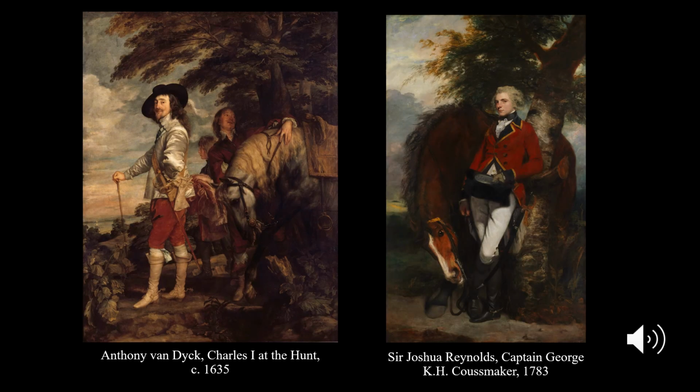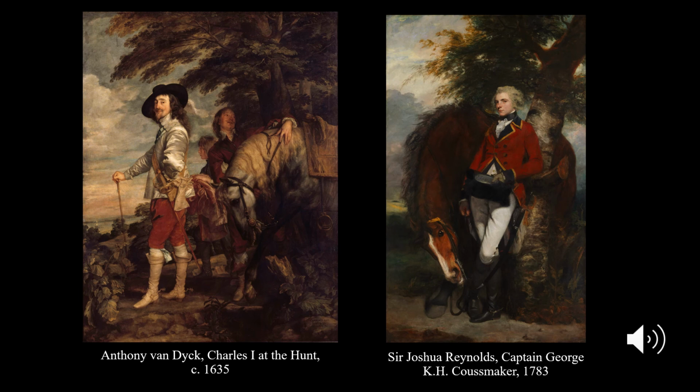Reynolds, of course, builds upon the reputation and portrait strategies of Anthony van Dyck, who preceded him and who we've discussed. So here we're seeing Reynolds's portrait of Captain George Coussmaker from 1783, and you remember on the left Van Dyck's Charles I at the Hunt from 1635. So Van Dyck still has this incredible legacy two centuries after he was working.